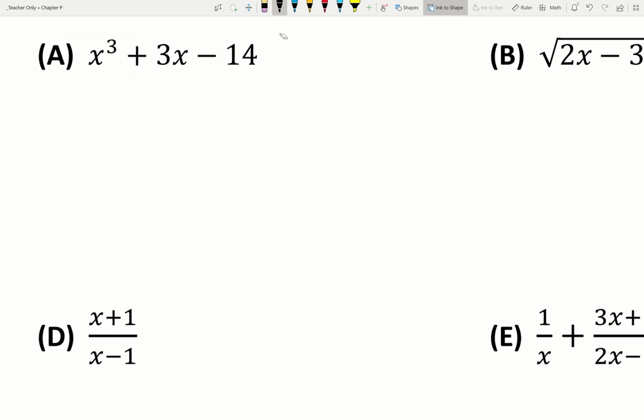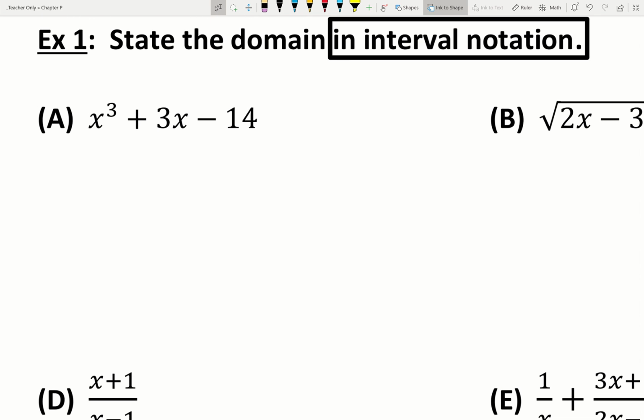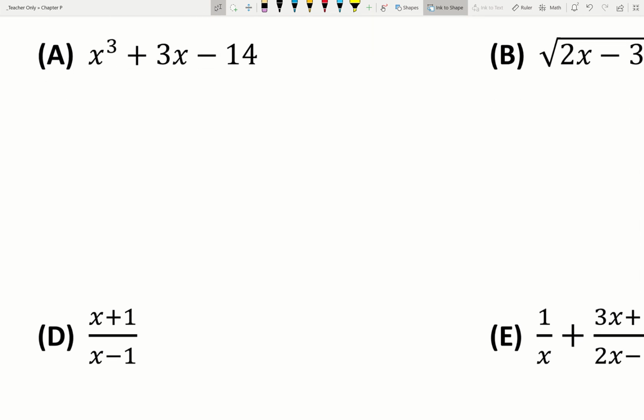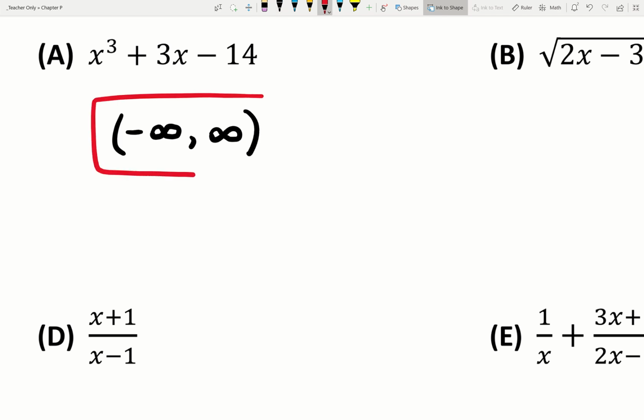And so this is something that does not have any restrictions on its domain, which means that you could plug in any number you want into this expression and not break any of your rules. So what we want to say here is that the domain is all real numbers, and since we have to specifically use interval notation to do that, we need to remember how to represent that in interval notation. That would just be the open interval from negative infinity all the way to positive infinity. Okay, so that represents every single real number that exists. So that will be our domain for that one.